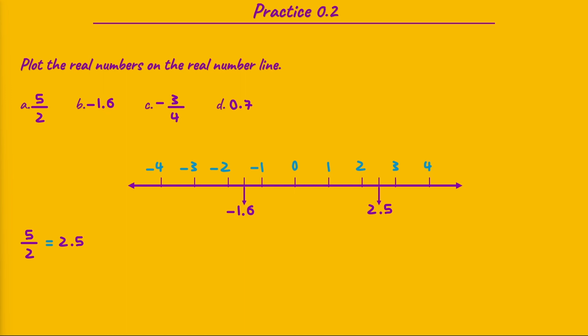Then you need to plot -3/4, which equals -0.75. So it will be between number -1 and 0. It will be almost here. The last number that you have is 0.7, and this number will be between 0 and 1. So almost it will be here. And this is the answer of this practice.